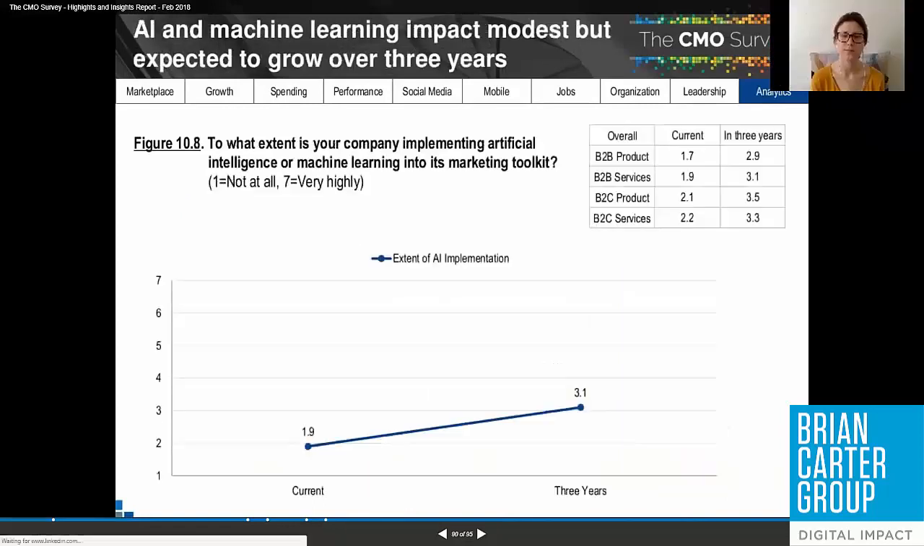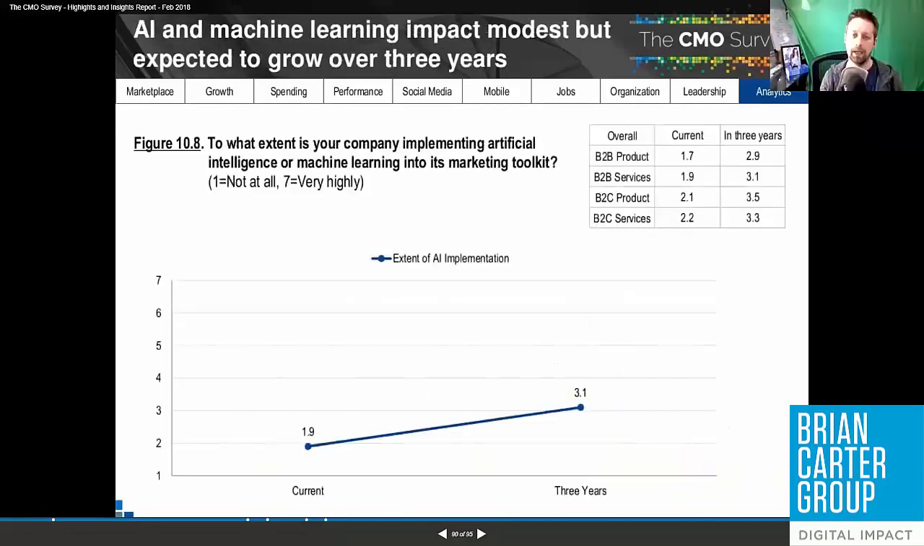AI and machine learning impact modest, but expected to grow over 3 years, like IBM Watson. To what extent is your company implementing artificial intelligence and machine learning into its marketing toolkit? I will tell you, if you're using Facebook ads, you are using it. Right. You just don't know it.